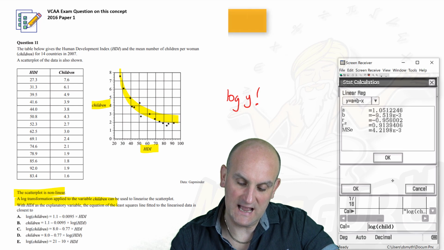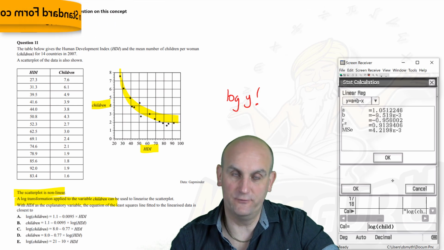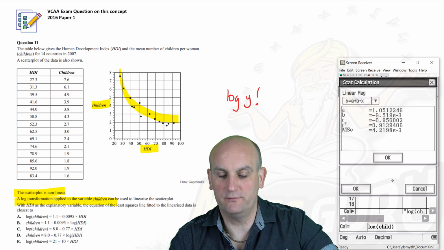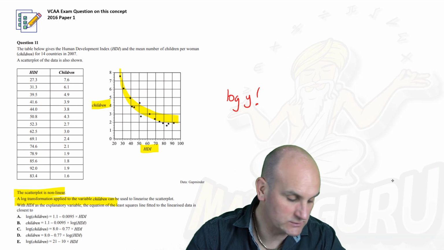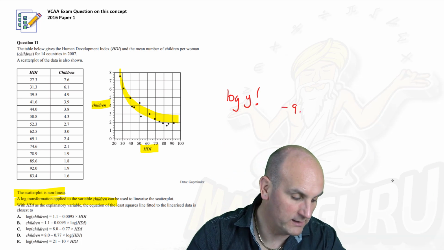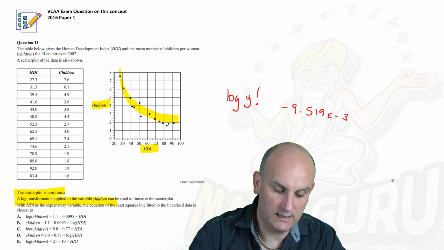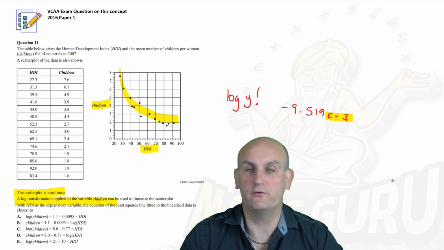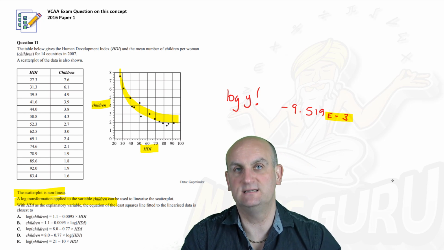Whoa, what does that mean? Okay, now my calculator here has standard index form on it, which isn't a lot of use to man nor beast. So I'm going to write that value here and just give you a quick crash course on that. Minus 9.519e minus 3. Okay, so first things first, that e minus 3 basically says take the decimal point and move it 3 places to the left.